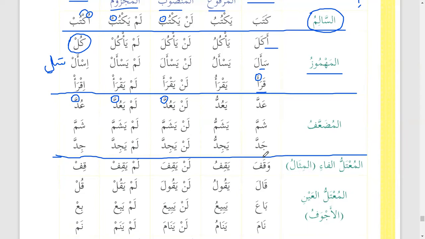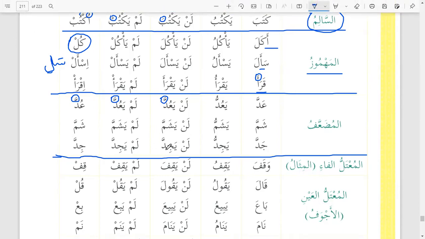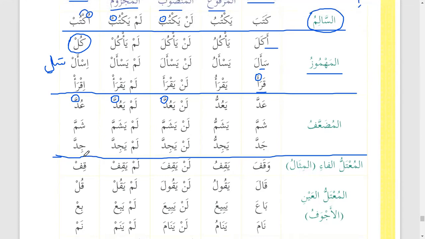So jadda, he struggled or he worked hard. Yajiddu, he works hard. Lan yajidda, he will not work hard. Lam yajidda, he didn't work hard. And jidda, you work hard. Okay, so salim is number one.